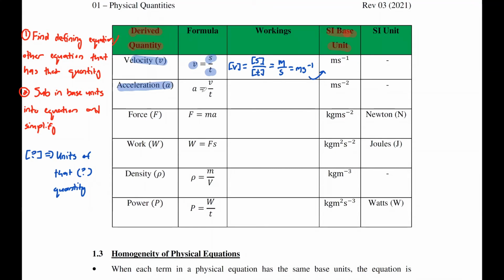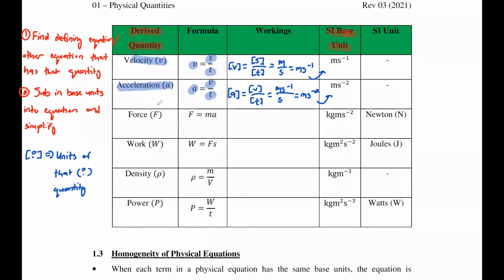For acceleration, acceleration is defined as velocity divided by time. So the unit of acceleration will be the unit of velocity divided by the units of time. So units of velocity, you already found it in the previous example. So it's meter per second divided by the units of time, which is second again. You will get meter per second squared. This is the SI base unit of acceleration.